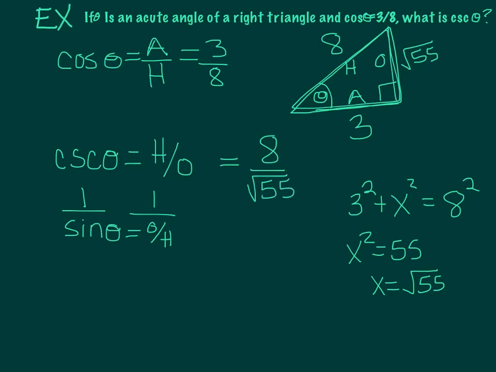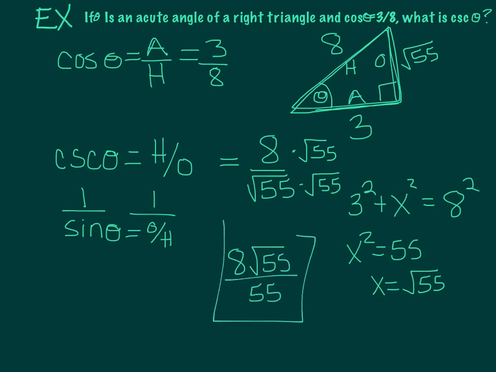And then, if you ever come up with a radical in the bottom of your fraction, you know what to do. You have to fix it. So we're going to multiply the top and the bottom, both, by the square root of 55. And we get 8 root 55 on top. Get a plain old 55 on bottom. That would be cosecant of theta right there.